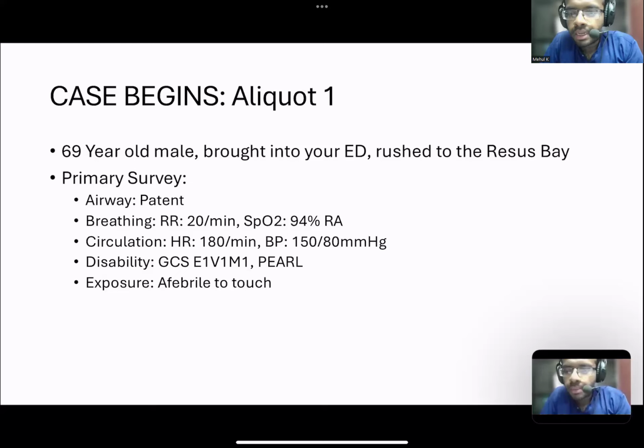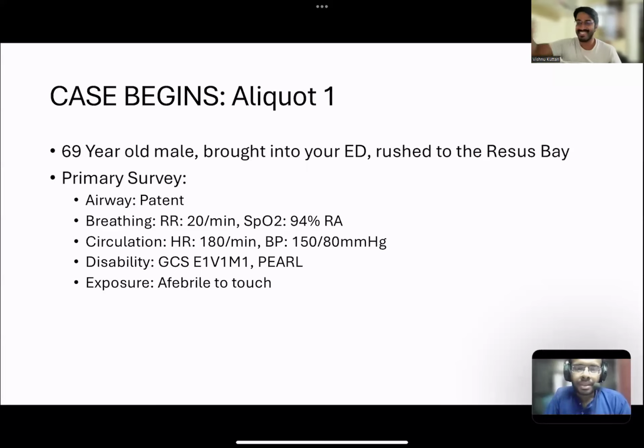Vishnu, while people are thinking, I just wanted to add one thing. Sir, please. Just related to primary survey in general. I think one of the things that juniors make mistakes is that they assume that primary survey is just about looking at the monitors. But you have to add some clinical examination to this as well. Yes. Which is what I wanted to highlight here as well.